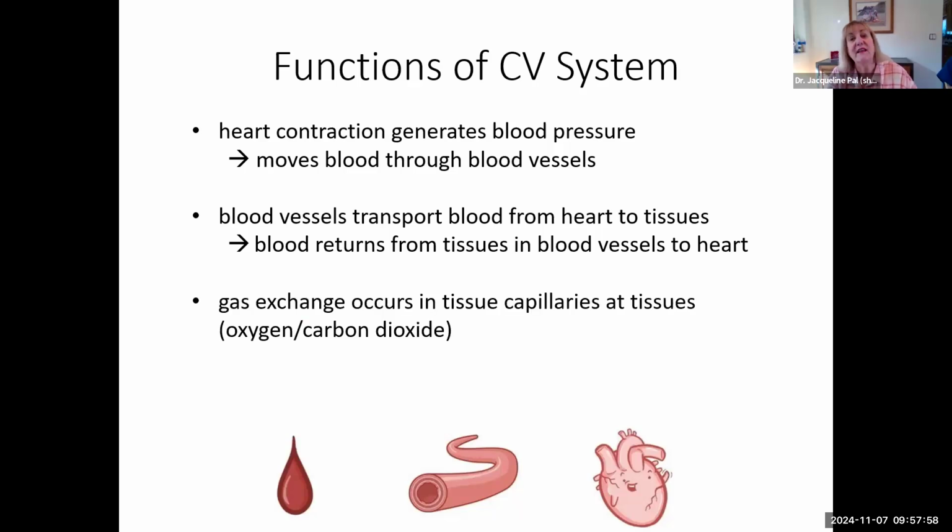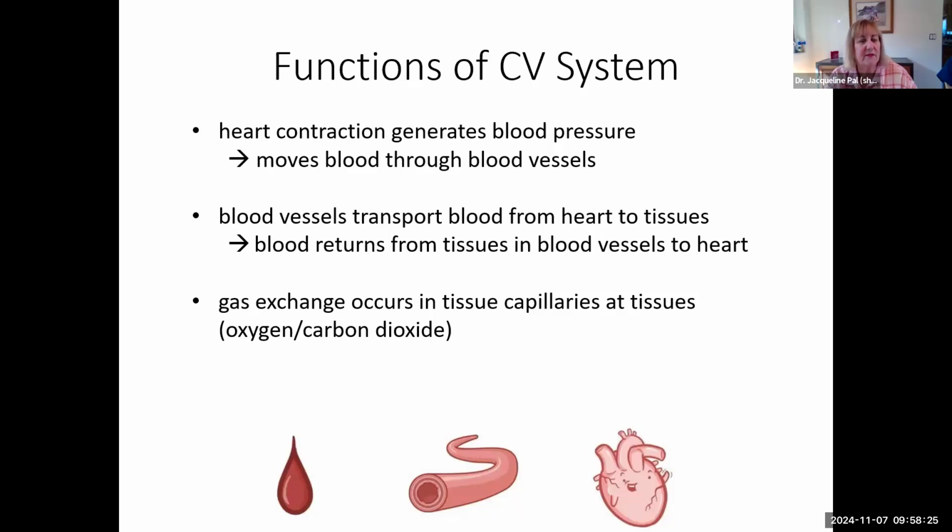Third function is gas exchange, which is going to happen in tissue capillaries, the tiniest of blood vessels. So that only happens in the tissue. This is where oxygen is going to be dropped off, so that it can be used in cellular respiration to give you the maximum amount of energy for the cell to do its work. And the waste product of carbon dioxide is going to be picked up.